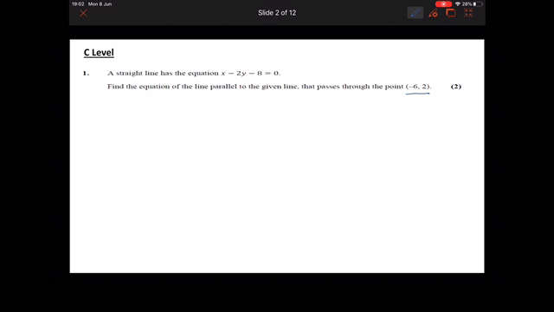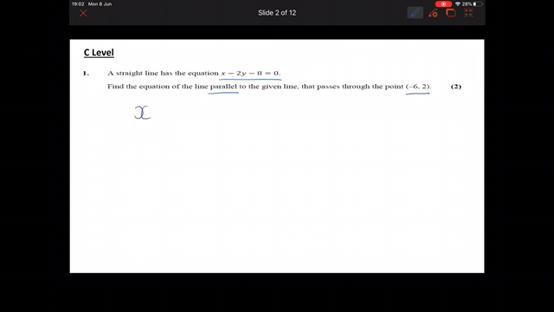Now this question doesn't give us your gradient straight away, but it does give us enough information. It tells us an equation of a line, and it tells us that the line we're looking for is parallel to this. So we can use that, get it into the form y equals mx plus c, and extract the gradient we need from there.